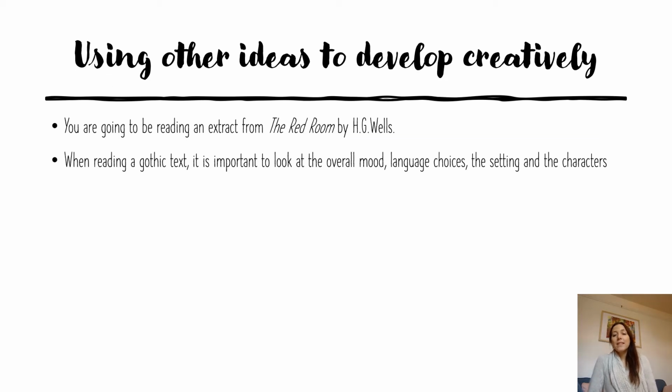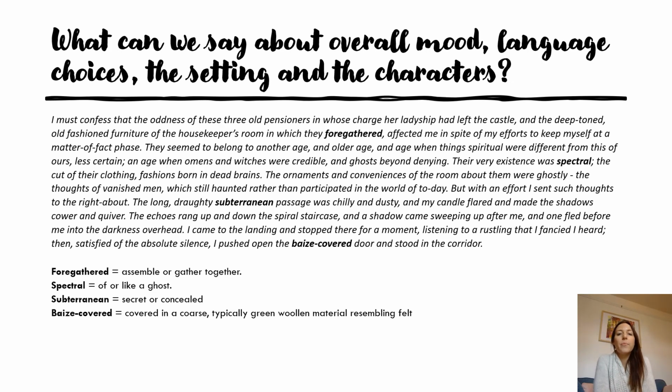Okay, so the next thing we're going to do is use ideas from other writers to develop a little bit more creatively. You're going to be reading an extract from The Red Room by H.G. Wells, and when we're reading a Gothic text, it's really important that we look at the overall mood, language choices, the setting, and the characters. So what can we say about these from The Red Room? Let's have a read of it and see what we think.